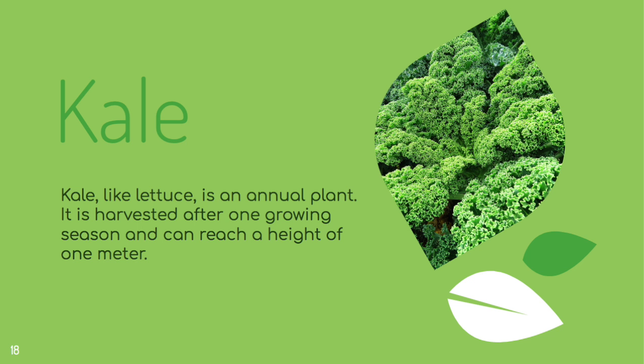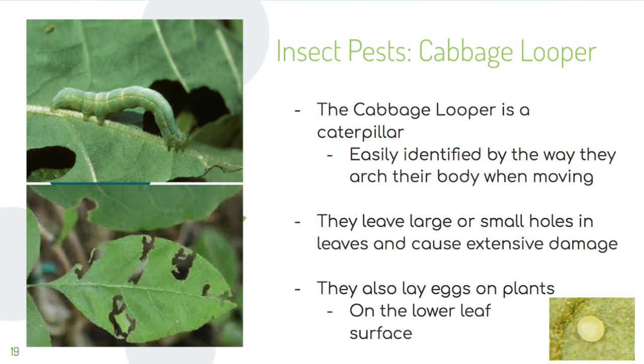Kale is an annual plant. It is harvested after one growing season and can reach a height of 1 meter. A common insect pest of kale is the cabbage looper. Cabbage loopers are caterpillars and are easily identified by the arc in their bodies when they move. They eat leaves and leave behind large or small holes in the leaves.